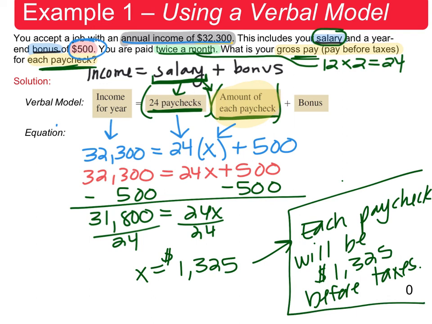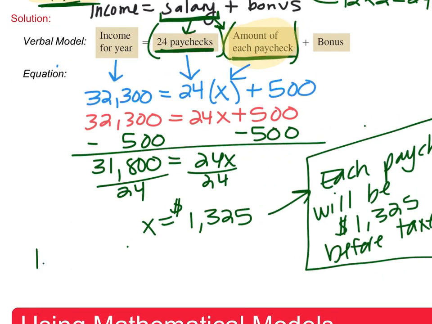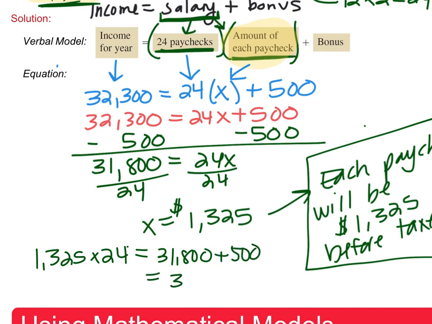You could substitute that back in. So if we do a quick check here, if we take each paycheck times 24, it gives us 31,800. And then if we add on the 500 to that, that gives us our salary of 32,300. So you can always do a quick check, make sure your answers make sense with the problem, make sure everything adds up after you substitute back in. So there's our answer for our first example.